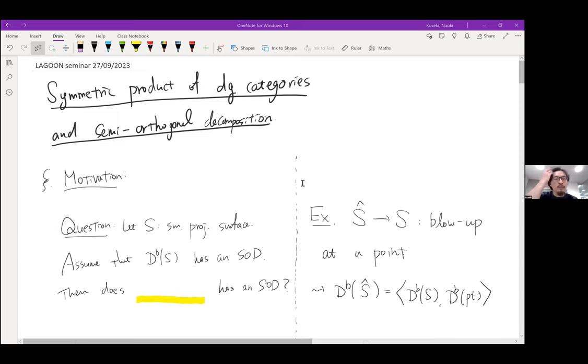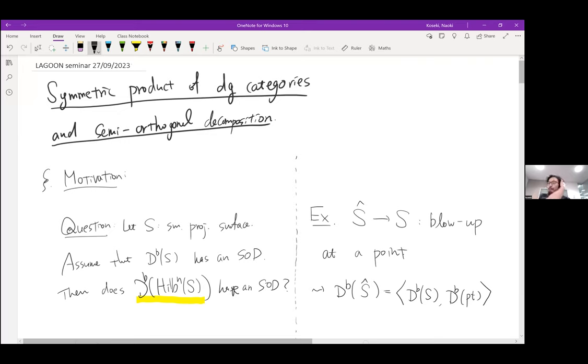I want to tell you something about symmetric products of DG categories and its relation with the notion of semi-orthogonal decompositions. Let me first explain my original motivation for studying these subjects. The original question in my mind was the following. I consider a smooth projective surface S and assume that the derived category of coherent sheaves on S has some semi-orthogonal decomposition. Then does the derived category of its Hilbert scheme of points again have an SOD?